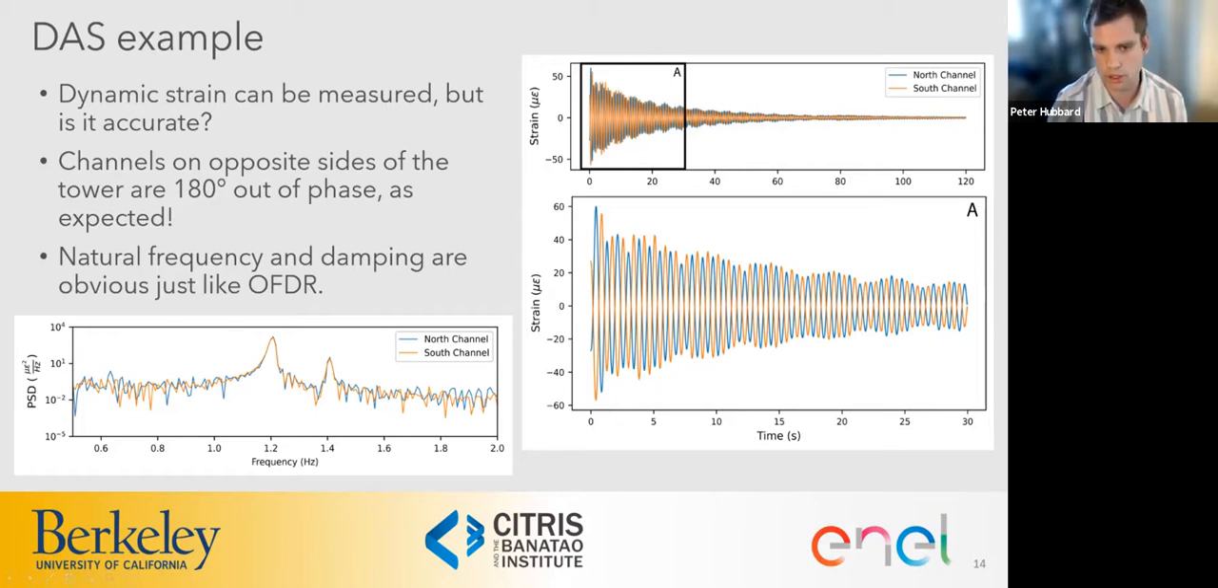One thing we can also do is we can pick out these natural frequencies with an extremely low noise floor as compared to OFDR. The noise floor is absolutely phenomenal. So we could pick out the natural frequencies of the tower with DAS by just pinging it with a finger. Just hit it, take a look at what the frequencies are, and you can see the natural frequencies pretty easily.